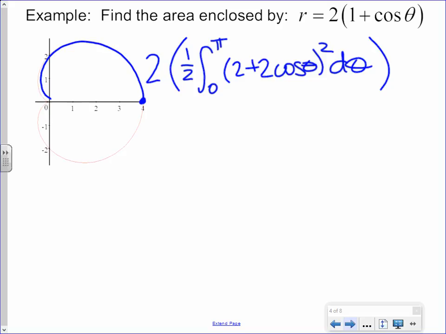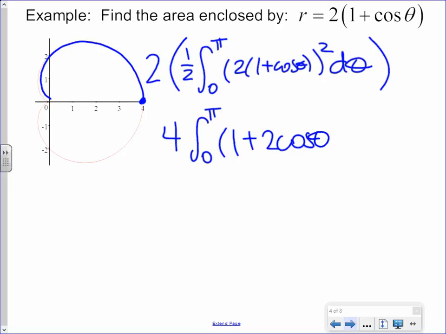But you know what? I'm going to leave it how they have it. That 2 times 1/2, what's going to happen? It's going to cancel, which is why it's kind of nice to do half of it and then double it, because then those go away. Now, 2 squared is? 4. So I'm going to throw that out in front. And then we have 1 plus 2 cosine theta plus cosine squared theta d theta.